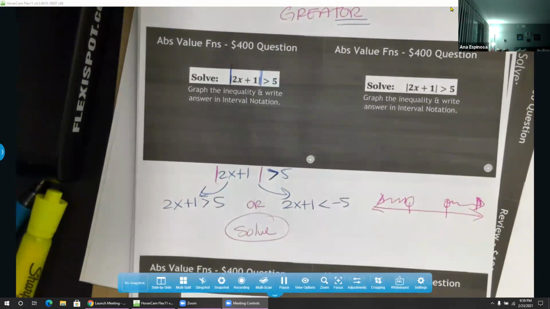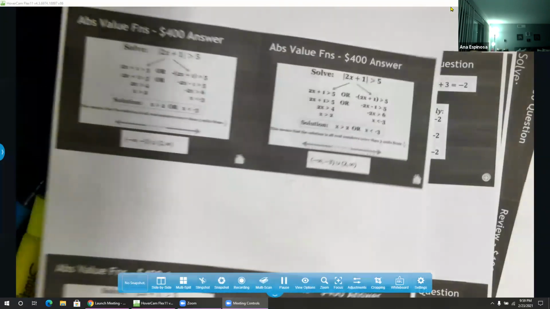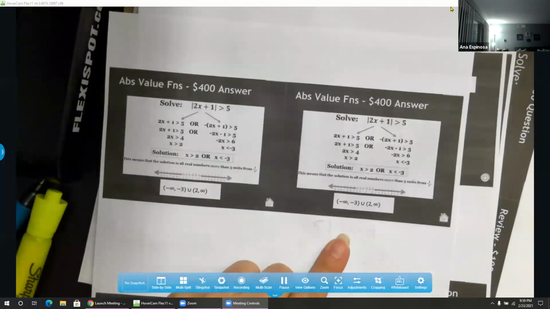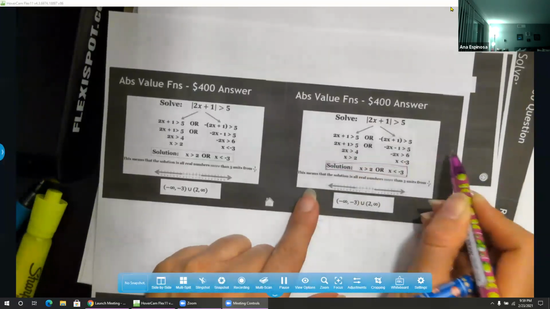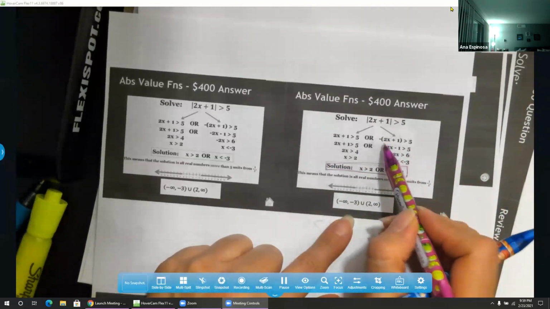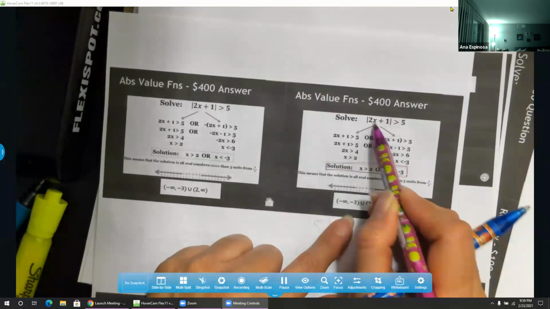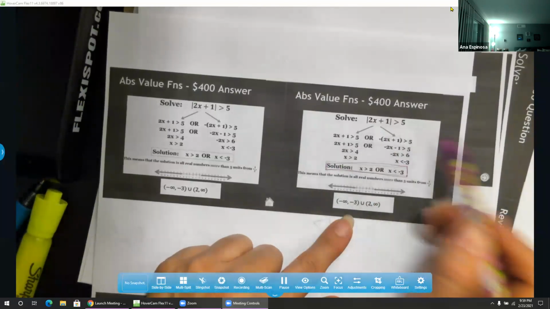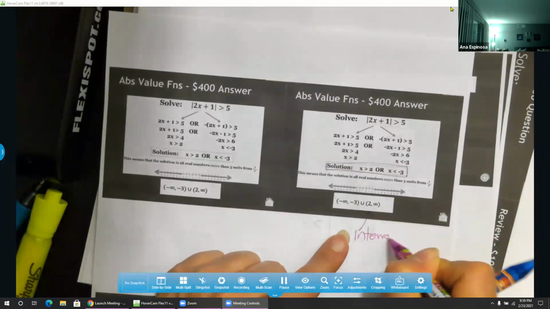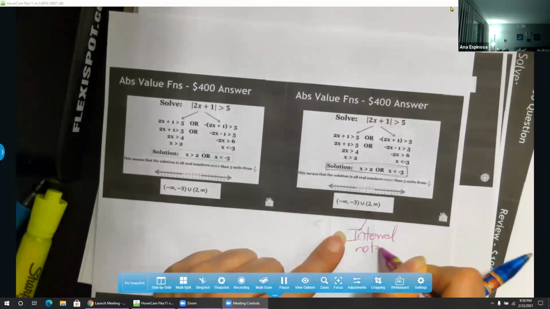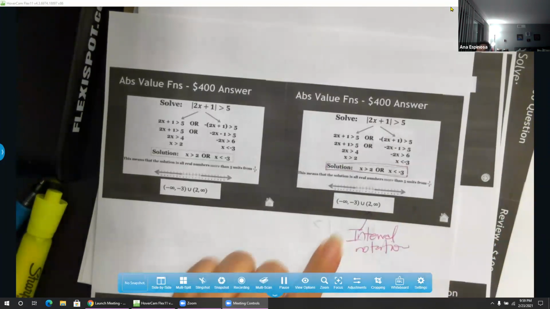Practice the problems on the homework, please. Your answer is here. Okay, so this is an or, this is the answer. Oh, I even did the work for you. Some students make this left side negative, other students make the 5 negative, it doesn't matter. And this right here is interval notation. Again, look at page 13 in the book.